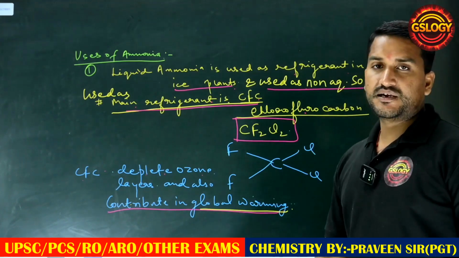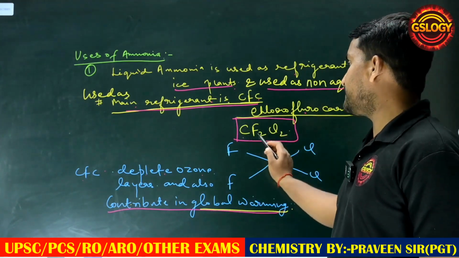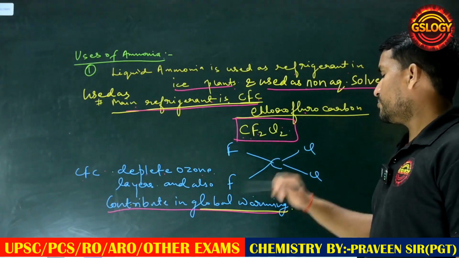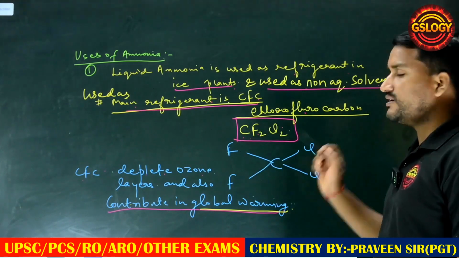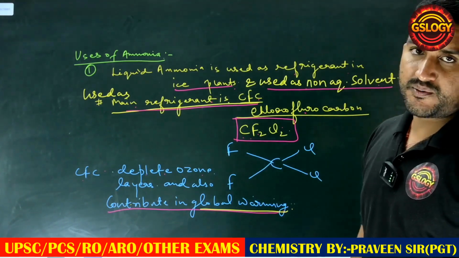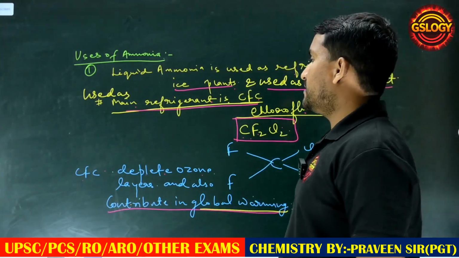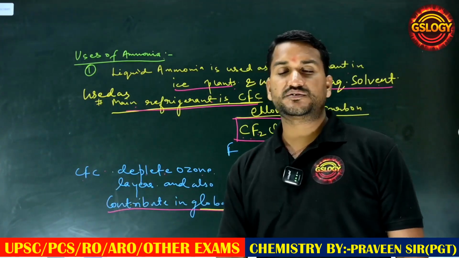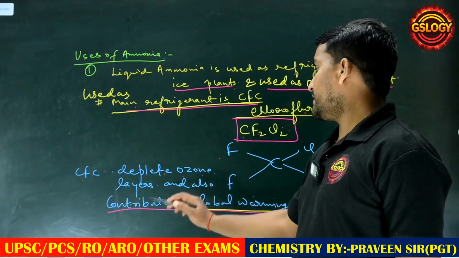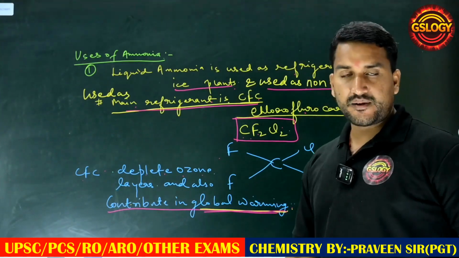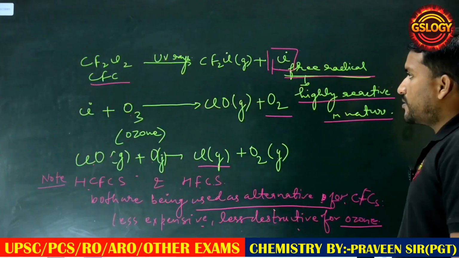chlorofluorocarbon, and the example of CFC is CF2Cl2. It is the structure of CF2Cl2, one carbon present, two fluorine and two chlorine. And the CFC causes what? Depletion of the ozone layer and also contributes to global warming. Clear? Yes. Next topic.